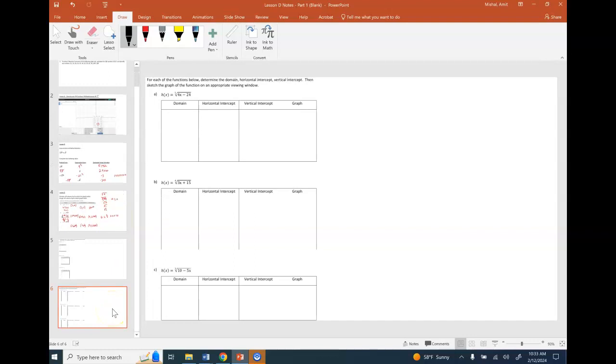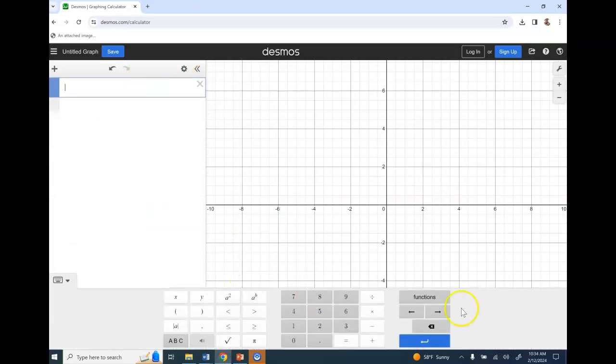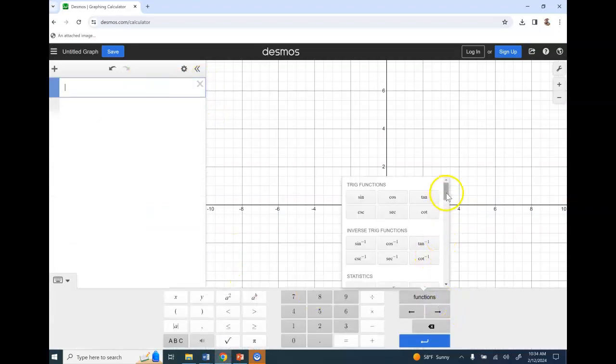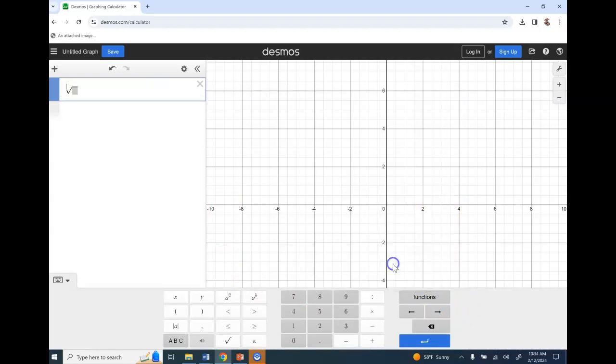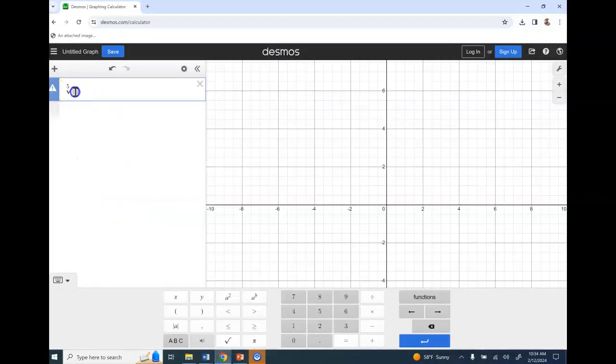Okay, lastly, for each of the functions below, determine the domain, the horizontal intercept, and the vertical intercept. So same thing as we did before, but now we're going to have to use a fifth root. So remember, in Desmos, we can use a fifth root. For that, you would go to your functions, and in this case, they changed it up, so you're going to go to the nth root, and you're going to go to the fifth root, and your function is going to be 4x minus 24.